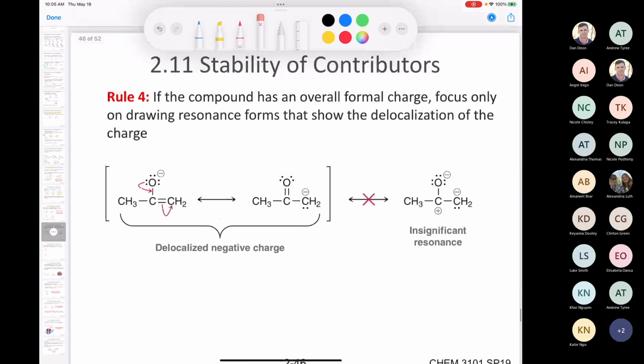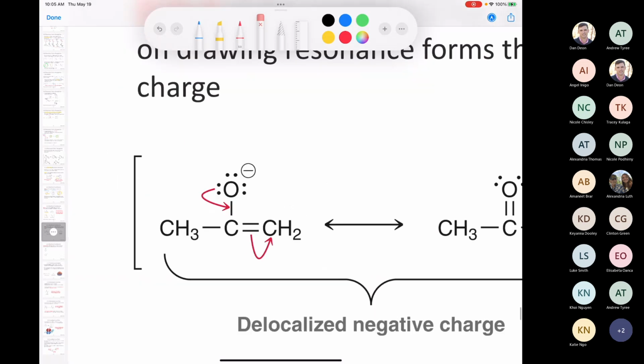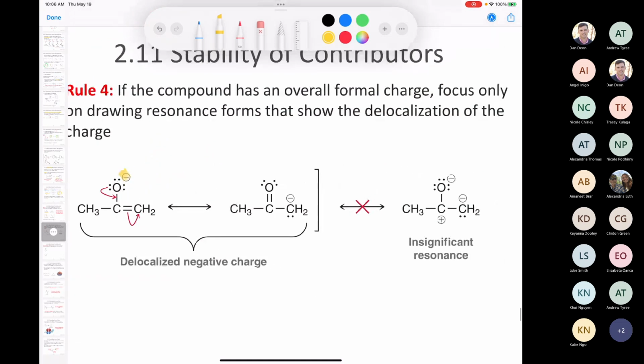All right, and rule number 4, if the compound has an overall formal charge, focus only on drawing resonance forms that show the delocalization of the charge. So here we have a negative charge. Here we have a negative charge on the oxygen, so we just want to focus on showing the delocalization of that charge. We don't want to start trying to make new charges just for the hell of it. Okay, let me give an example.